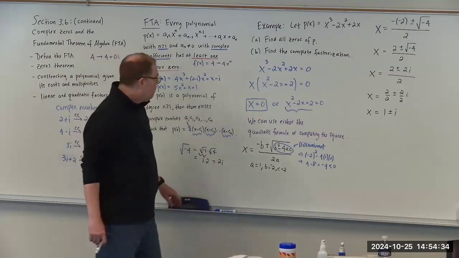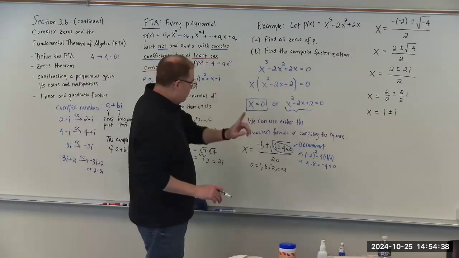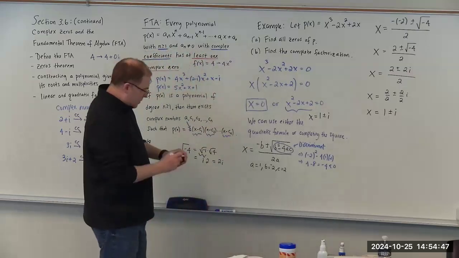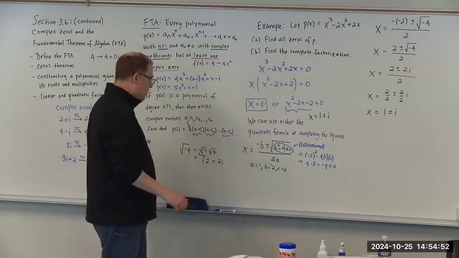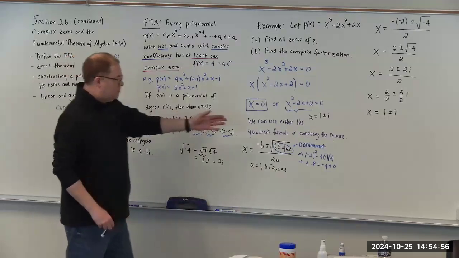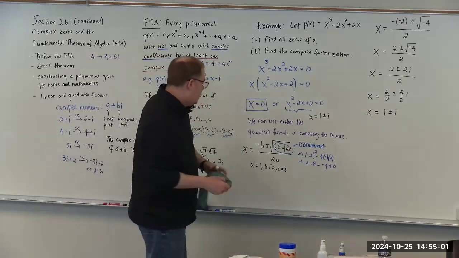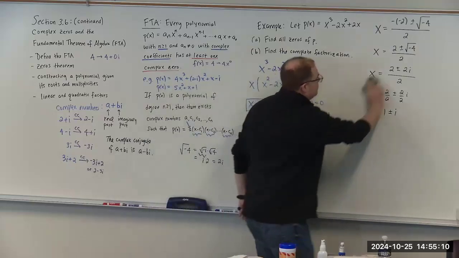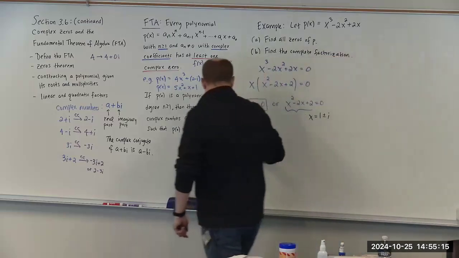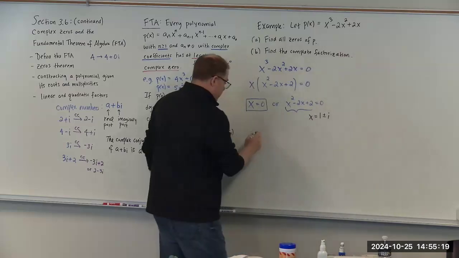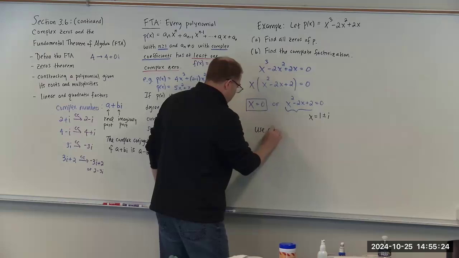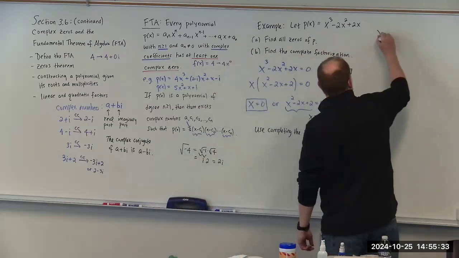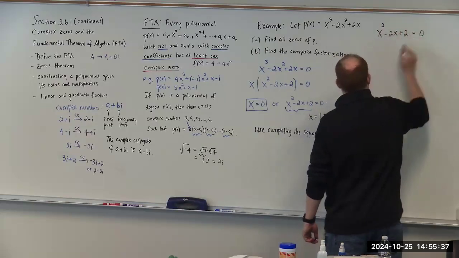Okay, so let's do that here. That was using the quadratic formula. So now let's look at solving this using completing the square. Okay, let's do that up here. We have x squared minus 2x plus 2 equals 0.